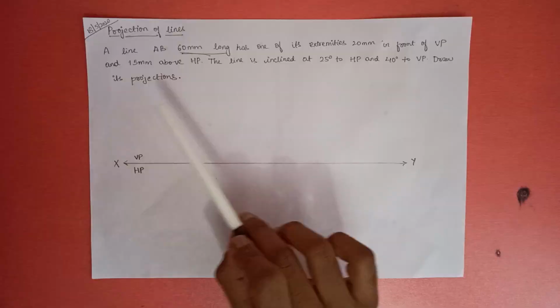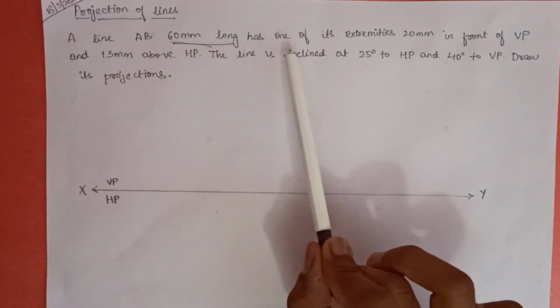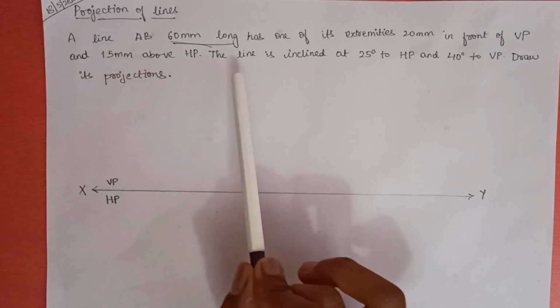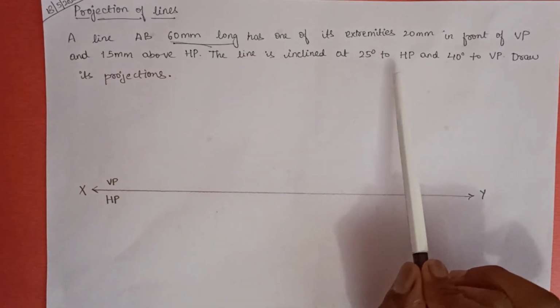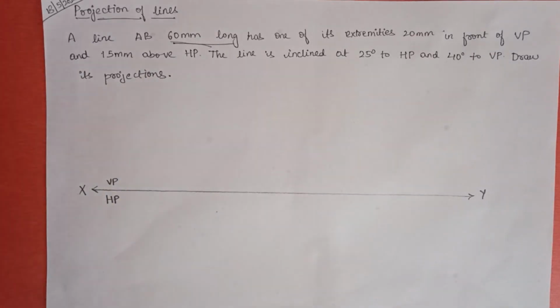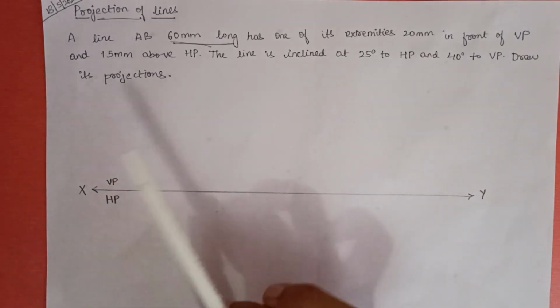Projection of lines is one more concept in CAD that requires a lot of precision. Now let's look at a problem. A line AB 60 mm long has one of its extremities 20 mm in front of VP and 15 mm above HP. The line is inclined at 25 degree to HP and 40 degree to VP. Draw its projections.